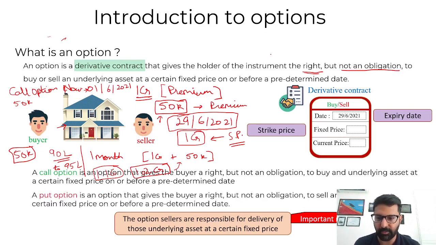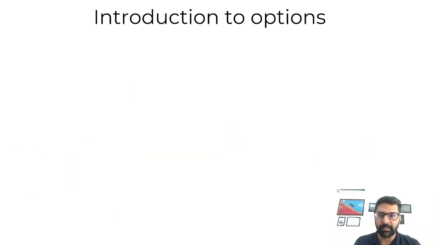And same thing for the put option. A put option gives the buyer the right but not the obligation to sell the underlying asset, right? So the deal could happen the other way as well. Instead of the seller giving an offer to the buyer, the buyer can also give an offer to the seller, right? And so it will be the opposite. It will be like a put option there. Okay. All right. Then moving on.